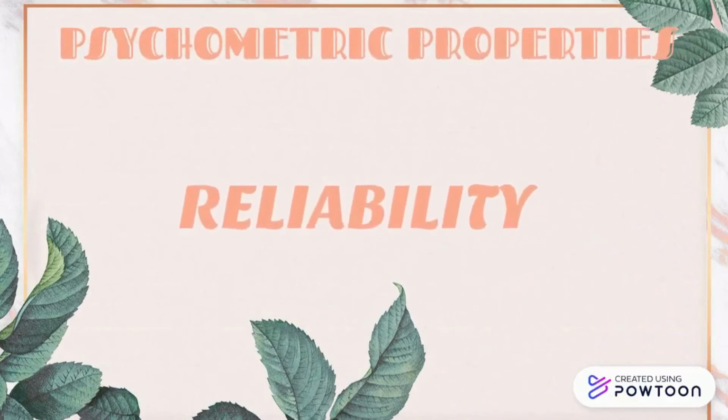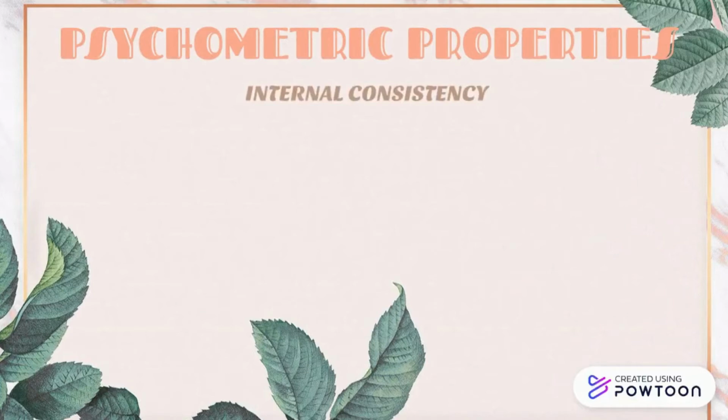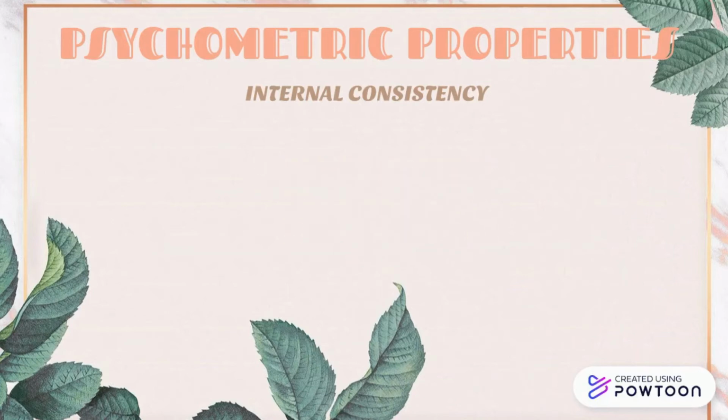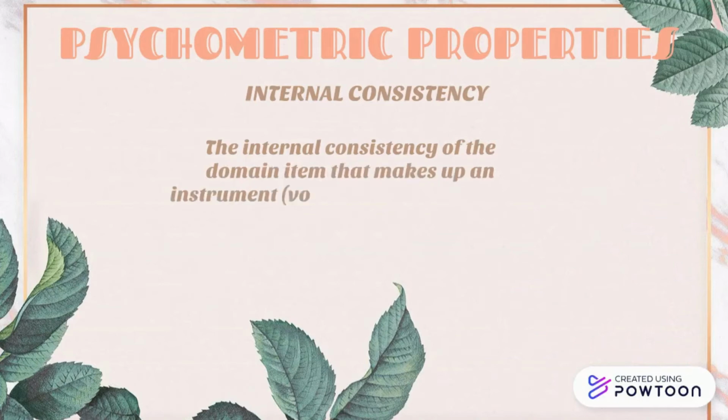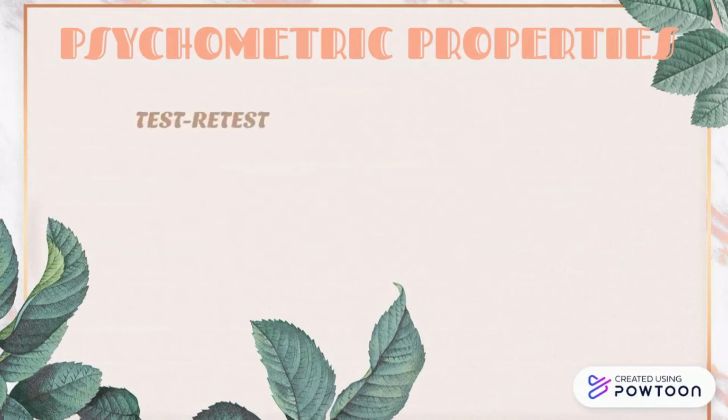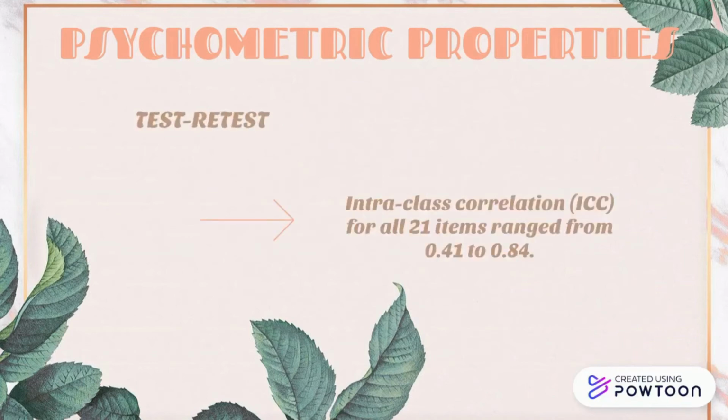Reliability. Number 1, internal consistency. The internal consistency of the items that make up the instrument using Cronbach's alpha is 0.909. The internal consistency of the domain items that make up the instrument, such as volition, habituation, and skills or occupational performance, using Cronbach's alpha is 0.789. Test-retest: intra-class correlation ICC for all 21 items ranges from 0.41 to 0.84.